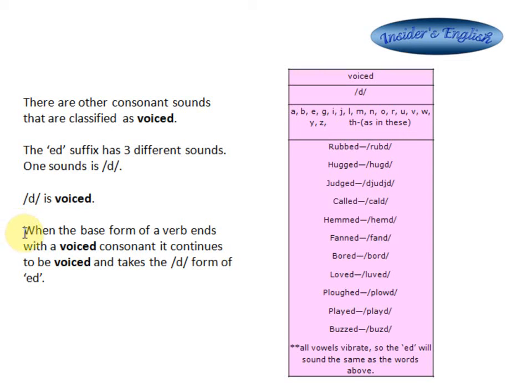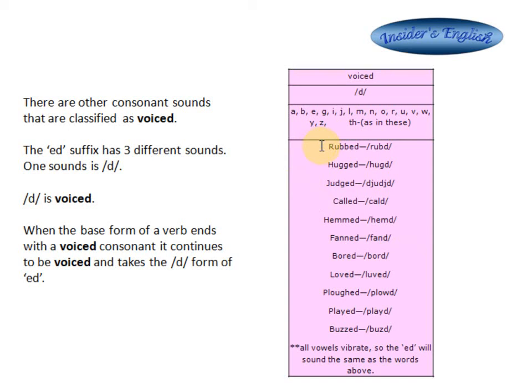When the base form of a verb ends with a voiced consonant, it continues to be voiced and takes the d form of ud. Again, we can look just as we did with the other sounds and notice that the b at the end of the verb rub is actually a voiced sound. When we add the suffix ud, we will have a voiced sound d. Practice with me now.